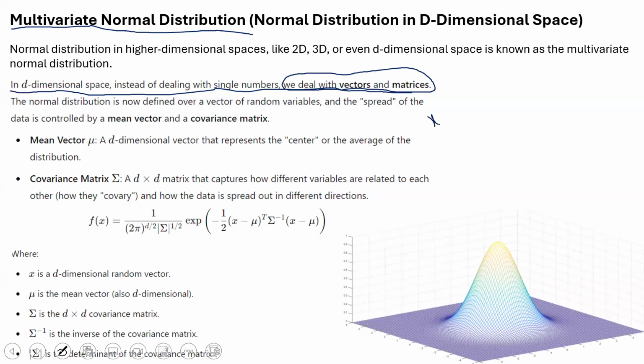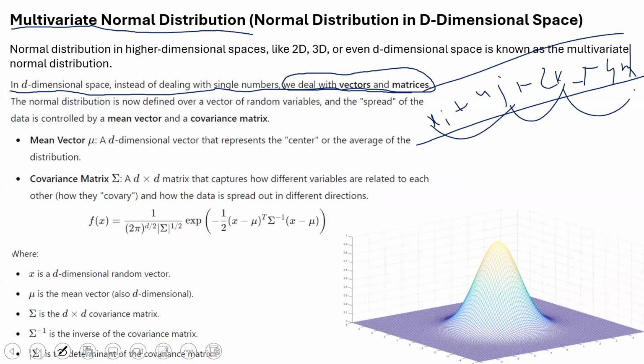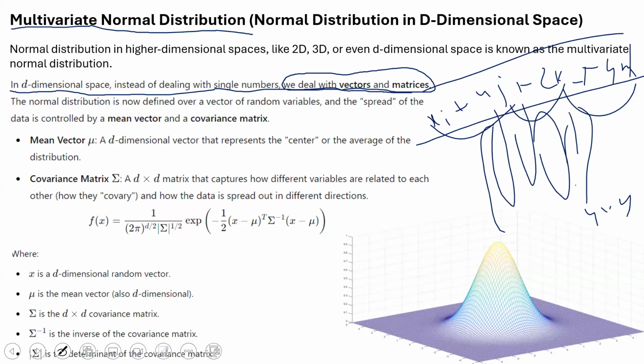If you use a vector xi plus yj plus zk plus something of the sort, these will be 2 dimensions, 3 dimensions, 4 dimensions, something of this sort. So vectors will make the job simple and our analysis simple. Even a 4 by 4 matrix is just like vectors in 4 dimensions. So in higher dimensions, we always deal with vectors and matrices. You will shortly see that.